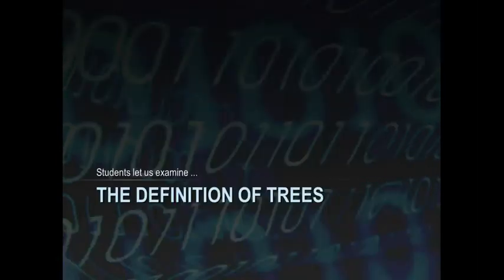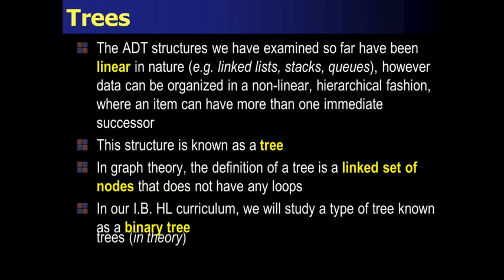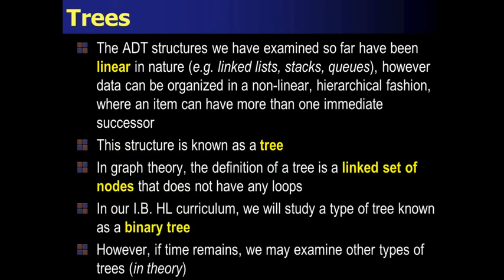Okay, so some of these definitions are a little mathematical. Sorry for everybody, I'm going to dim the lights here. So although we've been looking at linear ADT structures, the tree is a non-linear structure. It's a hierarchical structure. It's a connection. In graph theory, the definition of a tree is a linked set of nodes that has no looping within it. Don't worry about graph theory. That's a little beyond the IB course, but we may even look at that this year.